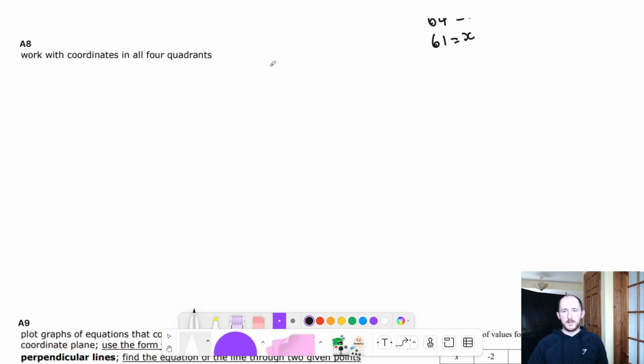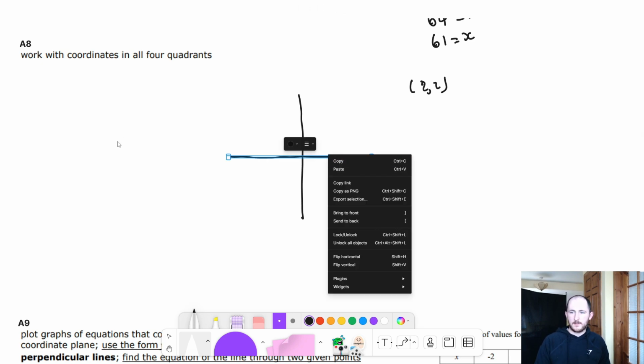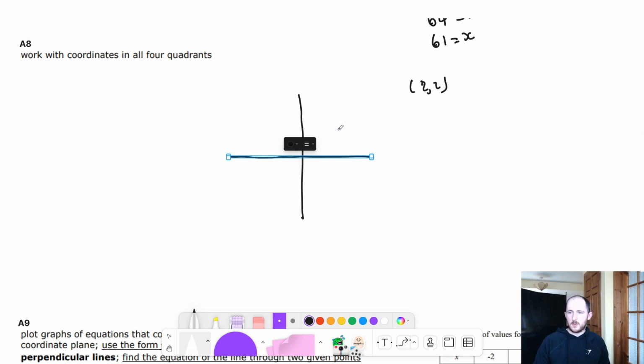You need to work with coordinates in all 4 quadrants. So what that means is you should be able to recognize that if you have an axis like this, right? If you have two positive numbers, let's say 2 and 2, then you're going to go 2 across and 2 up. So it'd be somewhere in the first quadrant up here.